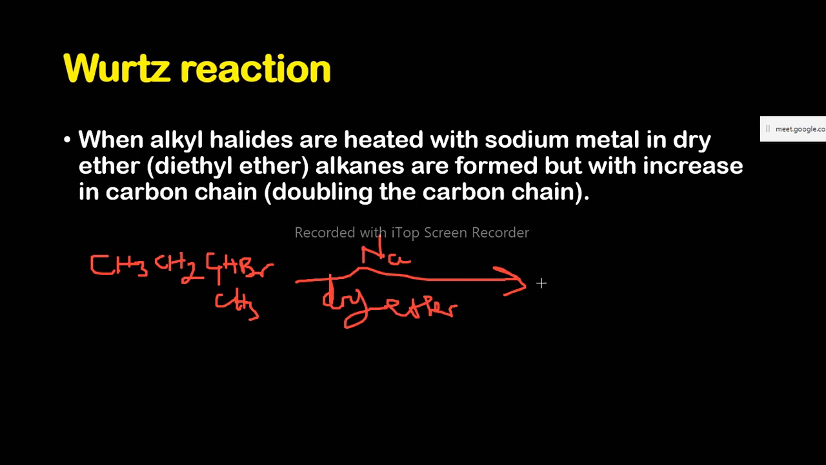So first it is 1,4-dimethylhexane. Let me write it here. 1,4-dimethylhexane. And then 3,4-dimethylhexane. It is 3,4. Okay. Edwin, what is yours?